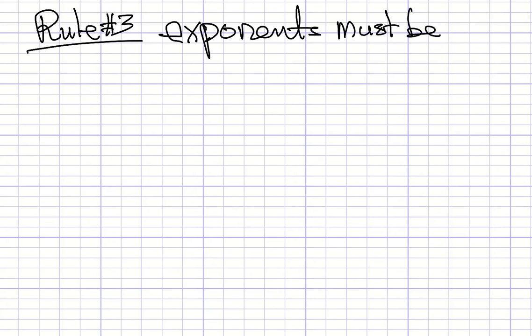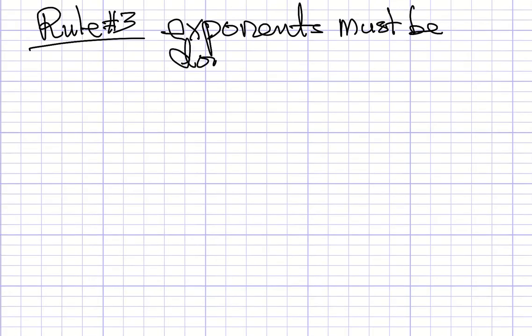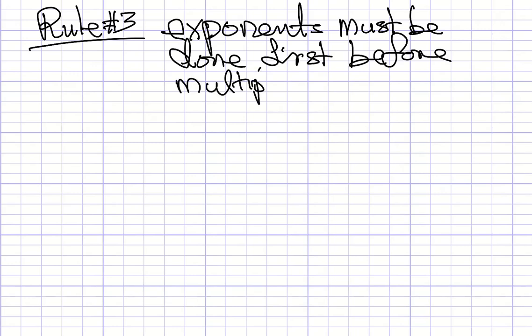This rule just has stuff for exponents and brackets. This rule says exponents, you know, exponents is called powers, right? Exponents must be done first, before multiplication and division.